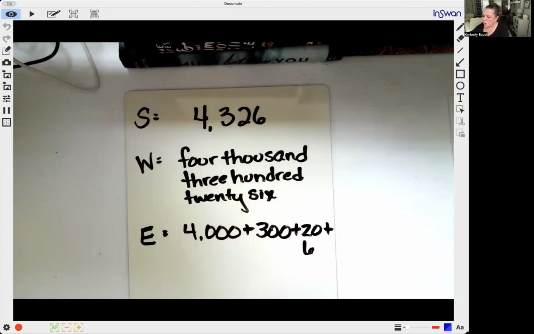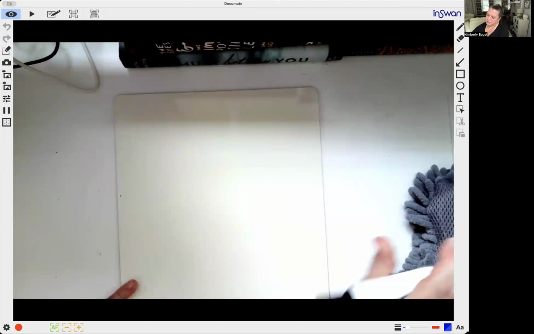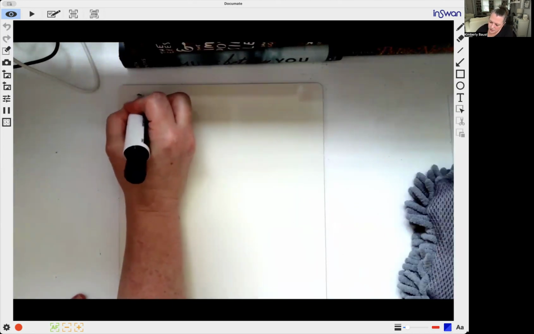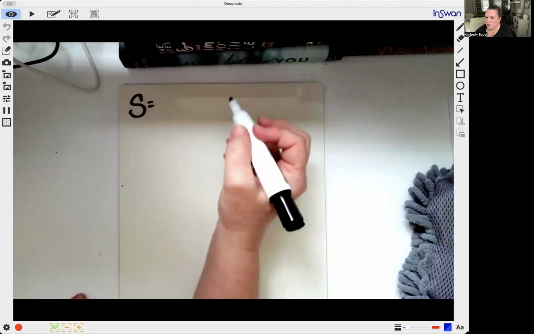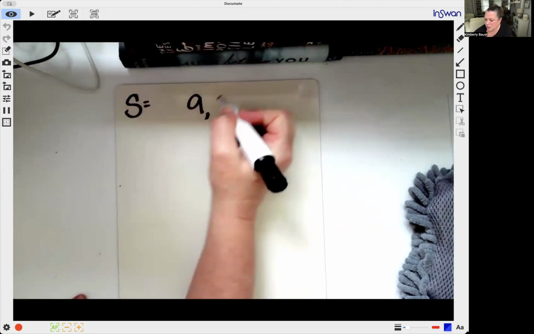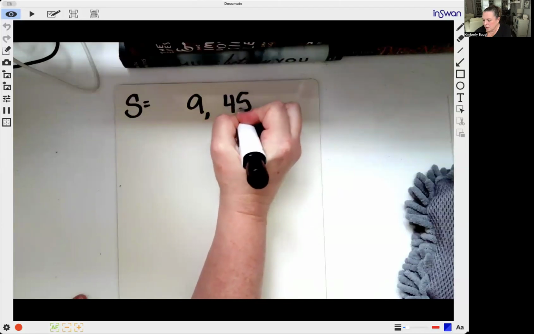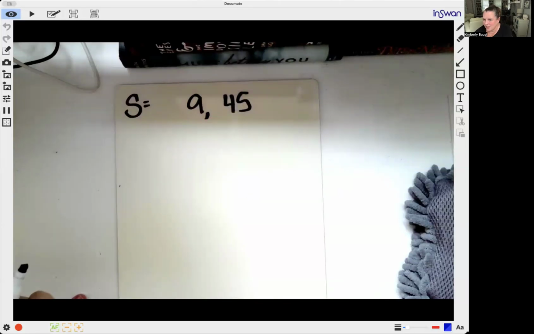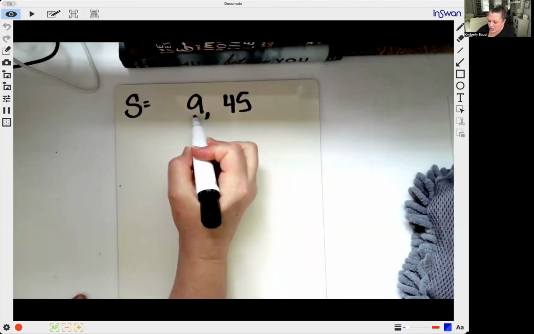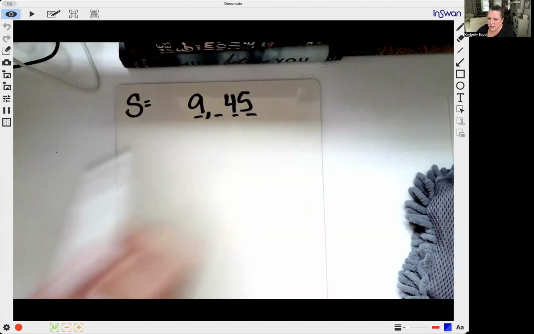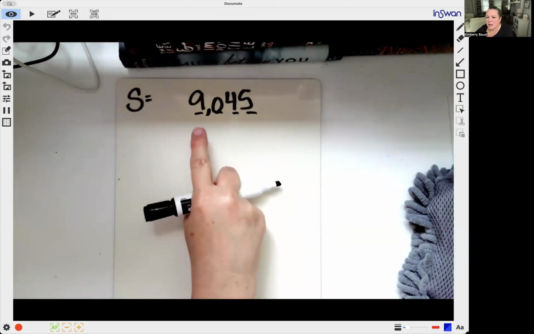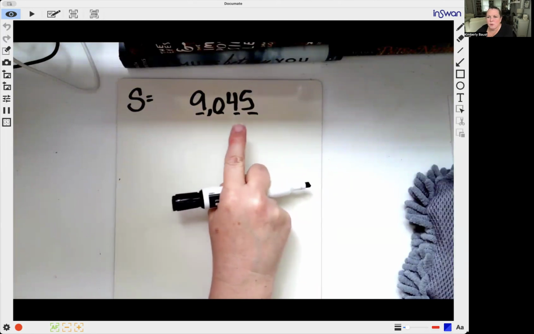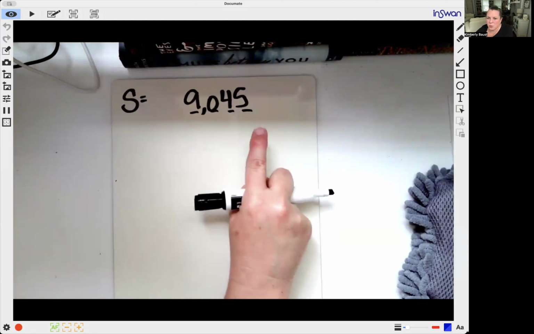Okay. So what if we have a 0 thrown in there? That will throw us off sometimes. So let's write the standard form of 9,045. But we can't leave it like that. You have to have a digit in every single place, right? So that means we have to put a 0 here. 9,000, no hundreds, 45. 9,045.